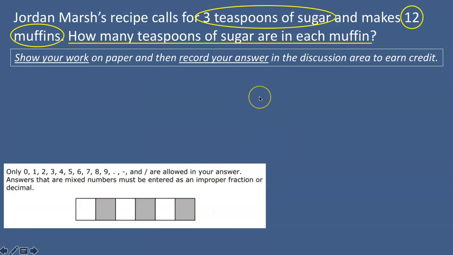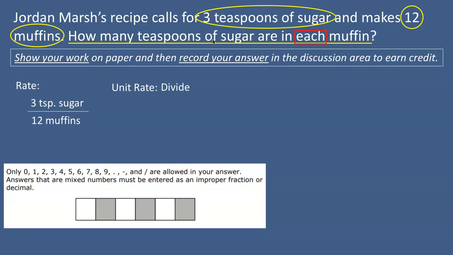The key word that stands out to me in this problem is the word each. When I think of the word each, I think of 1. So how much sugar per 1 muffin? That makes me think of the idea of unit rate. We are given a rate in this problem, 3 teaspoons of sugar per every 12 muffins. Well, to change this to a unit rate, all we have to do is divide.